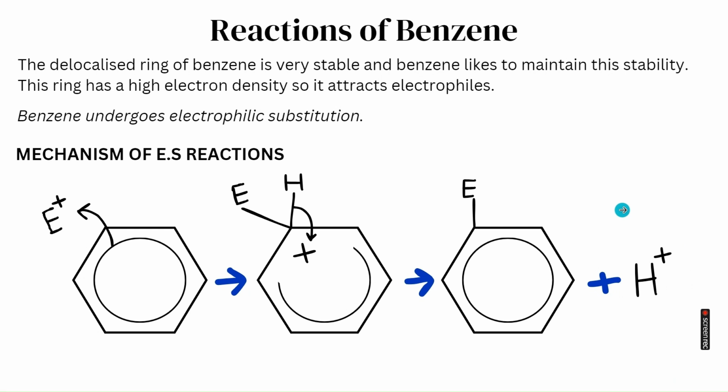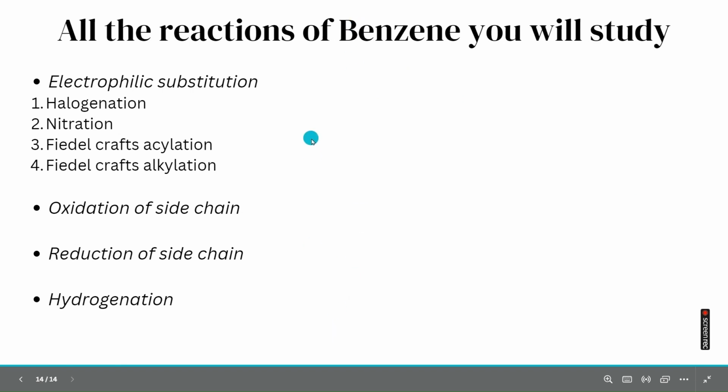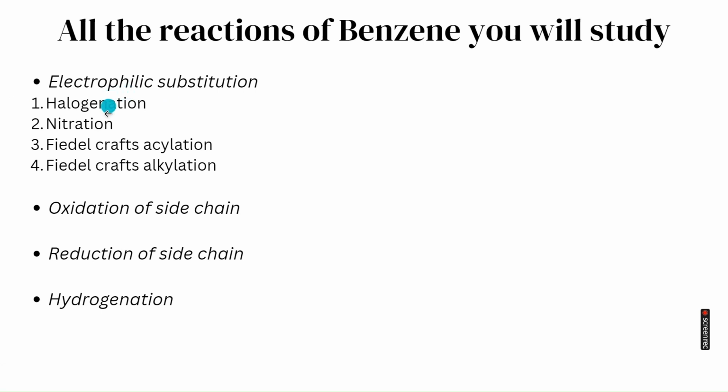Now we're done with today's lecture, but here is the content of the next lecture, and these are all the reactions of benzene you need to know for your A level chemistry. Electrophilic substitution: you need to know halogenation, nitration, Friedel-Crafts acylation, Friedel-Crafts alkylation. You need to know about oxidation of side chains, reduction of side chains, and hydrogenation. That's all.